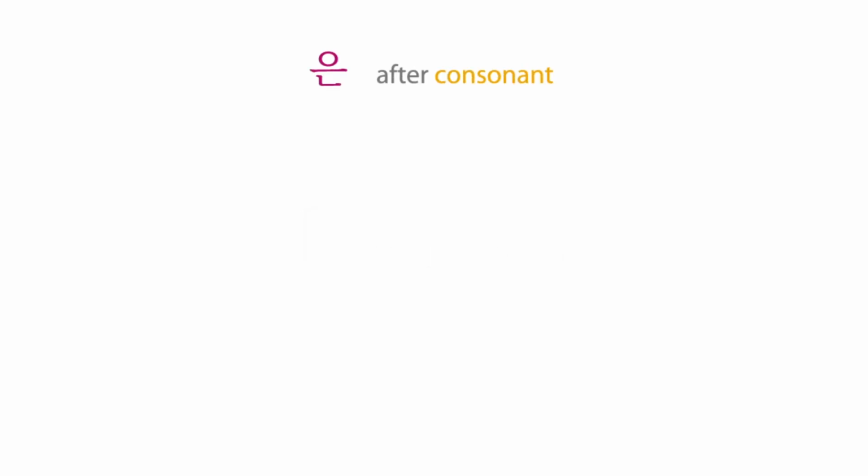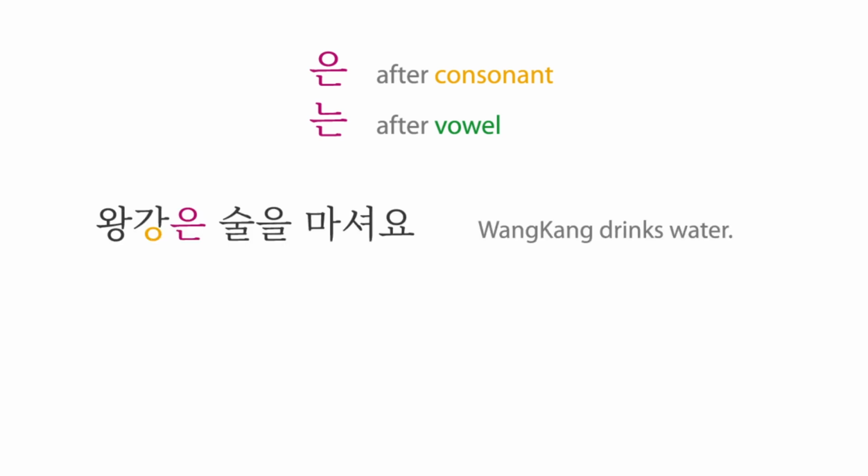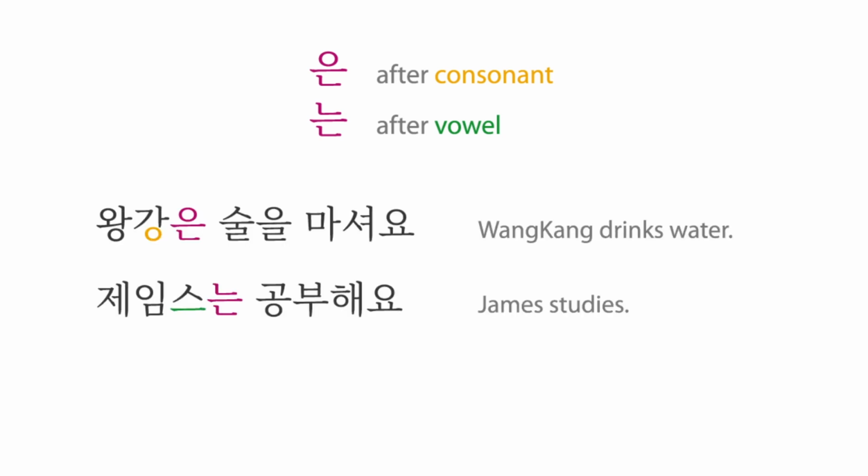Topic marker particle. The topic or theme of a sentence is what is being talked about. The topic particles are 은 and 는. They are put after the topic of a sentence. 왕강은 술을 마셔요. 제임스는 공부해요. 저는 세수해요.